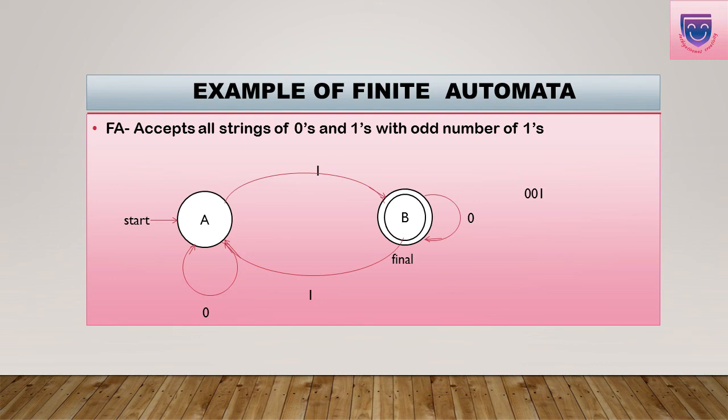Let me take the example 0, 0, 1. The first digit is 0. 0 means it goes to the same state, that is A here. The next digit is 0, so again it goes to the same state A. The last digit is 1. If the input is 1, it goes to the next state B. So that is the final state, so it should be accepted. So 0, 0, 1 can be accepted. It satisfies the finite automata rule, that is it should accept all the strings of zeros and ones with an odd number of ones.